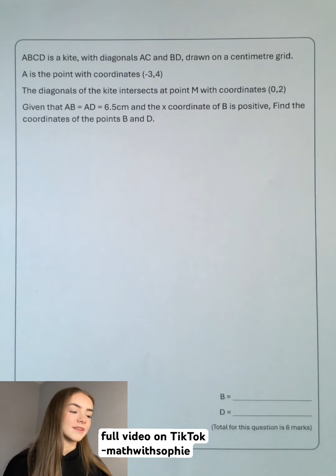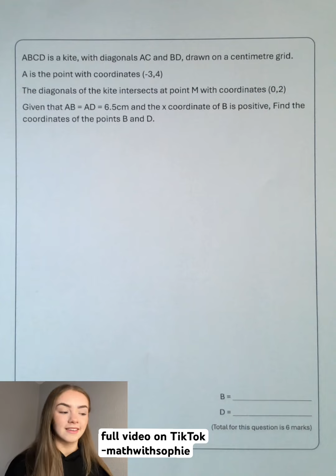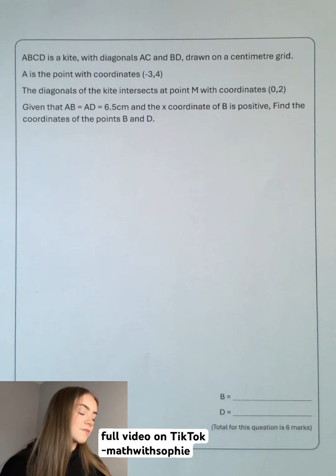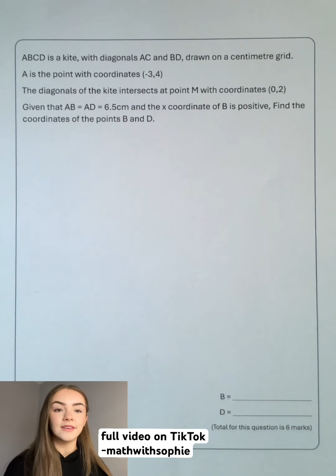ABCD is a kite with diagonals AC and BD. A is the point with coordinates (-3, 4), and the diagonals of the kite intersect at point M with coordinates (0, 2). Given that AB is equal to AD, which is 6.5 centimetres, and the x coordinate of B is positive, find the coordinates of B and D.